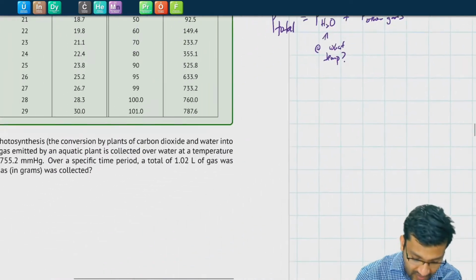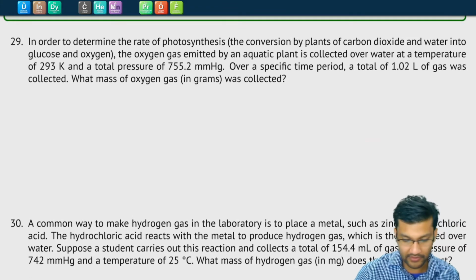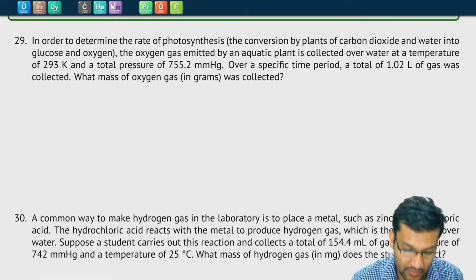Okay, let's look at a question as an example. If you think you can handle it on your own, please go ahead and do so. It's nothing more than what we've been doing before. It's a mixture of gases problem, where one of the gases is water and the other is what we're interested in.